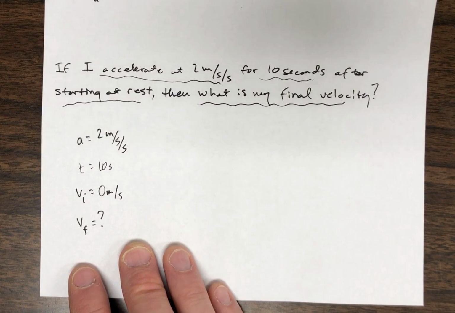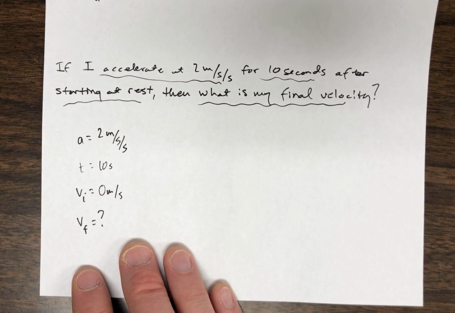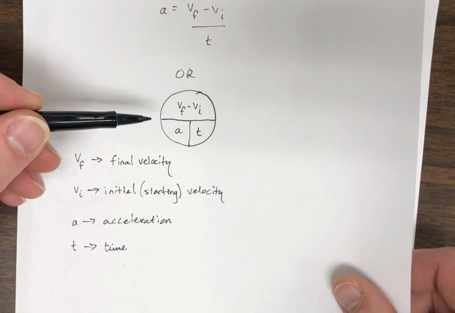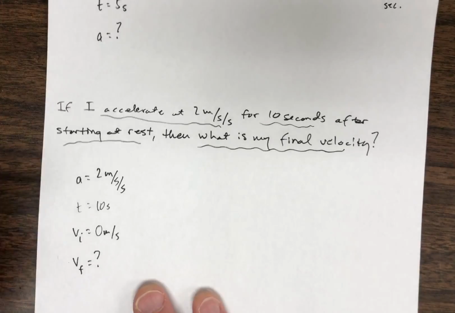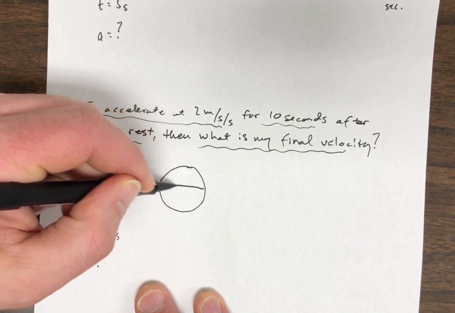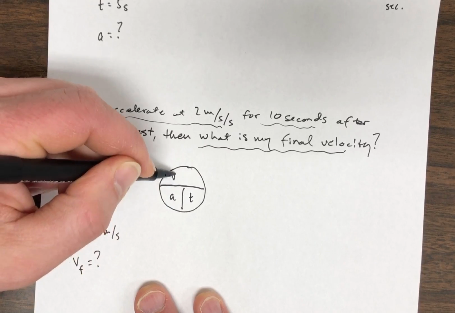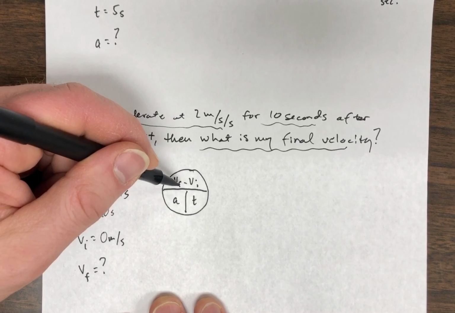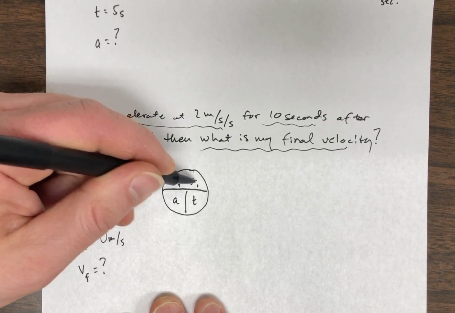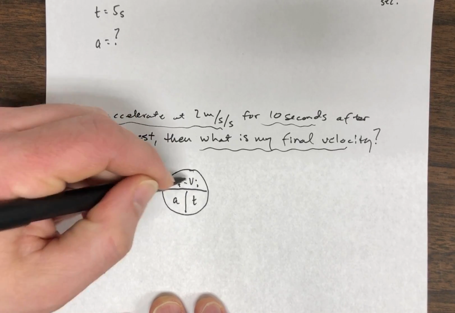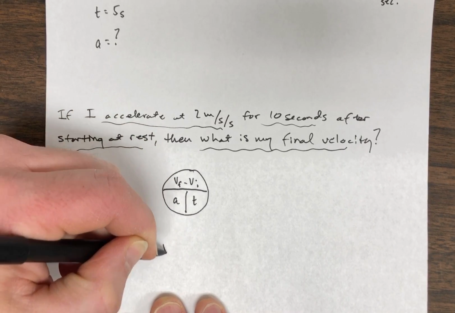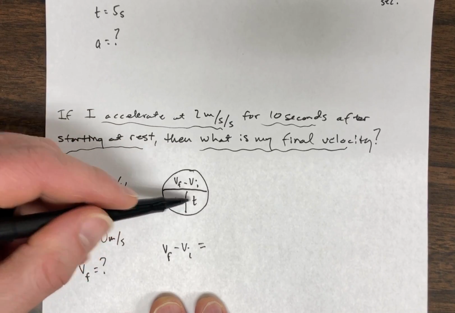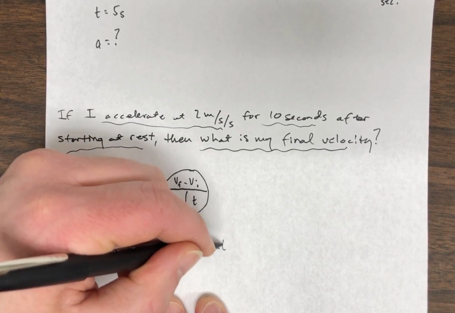All right, well, you can either take the other equation that we had and rearrange it algebraically, or we can take a look at this circle right here. So let me rewrite this. VF is in the top part here, but so is VI. But I'm going to set it up so that I'm trying to find the V's. So I'm going to put VF minus VI equals, and then A and T are both known and they're next to each other, so I'm going to put those over here. They multiply.